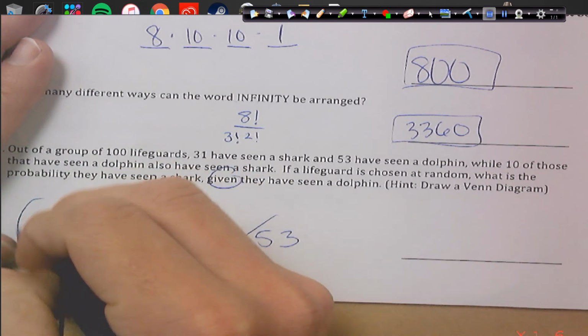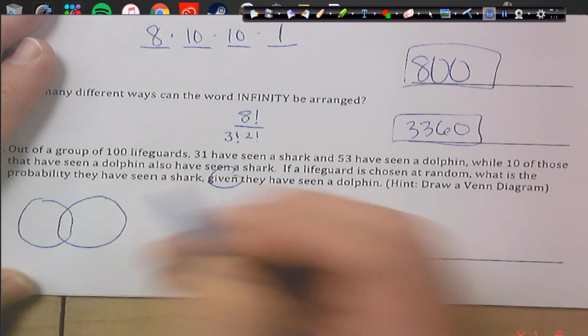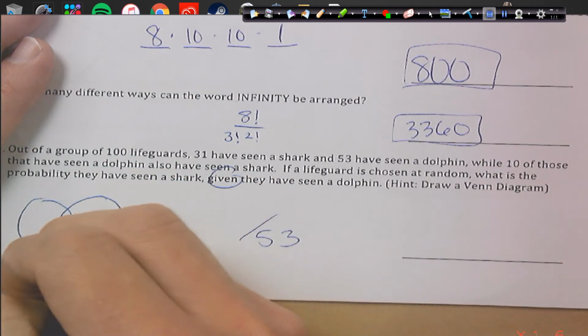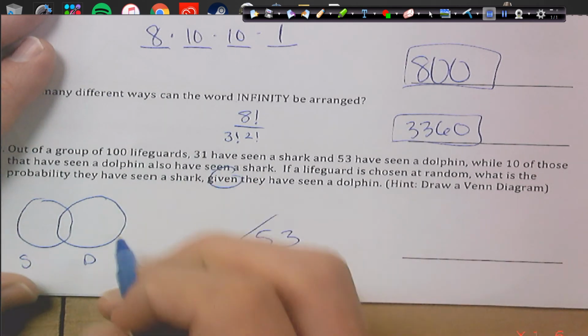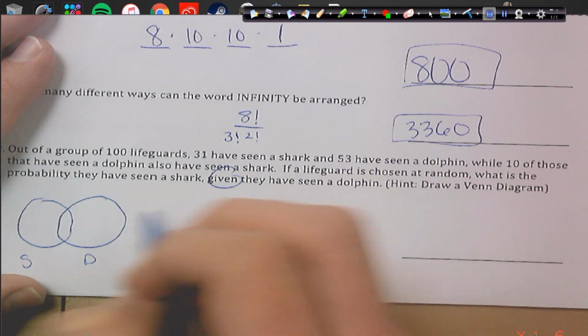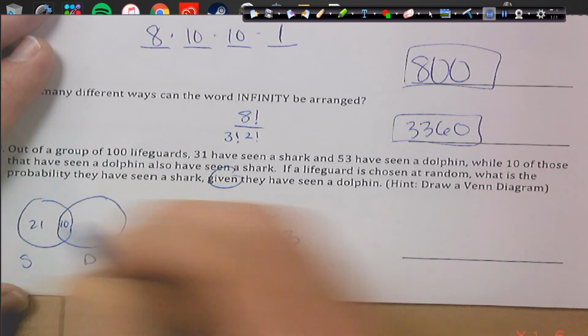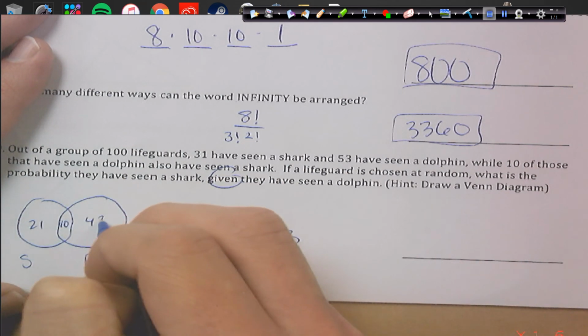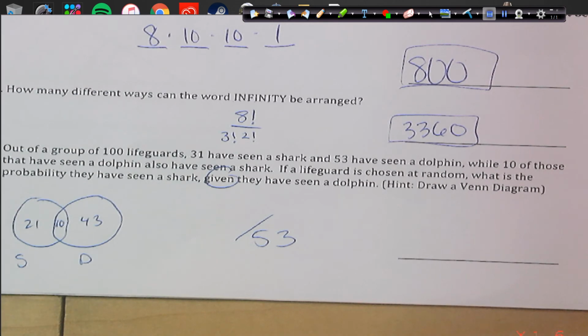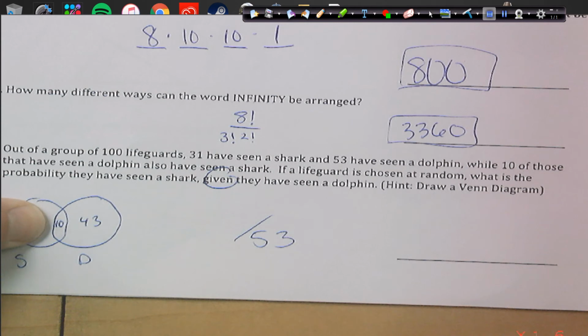So I can draw a Venn diagram. I don't have to. So dolphin, shark. Okay, so 53 have seen dolphin, 31 have seen a shark, 10 have seen both. So I put 10 in the middle. That leaves 21 seeing a shark, and over here 43 have seen a dolphin. So given that they seen a dolphin, well, those 21 people are out. Okay, out of those 53, so my sample space is now down to 53.